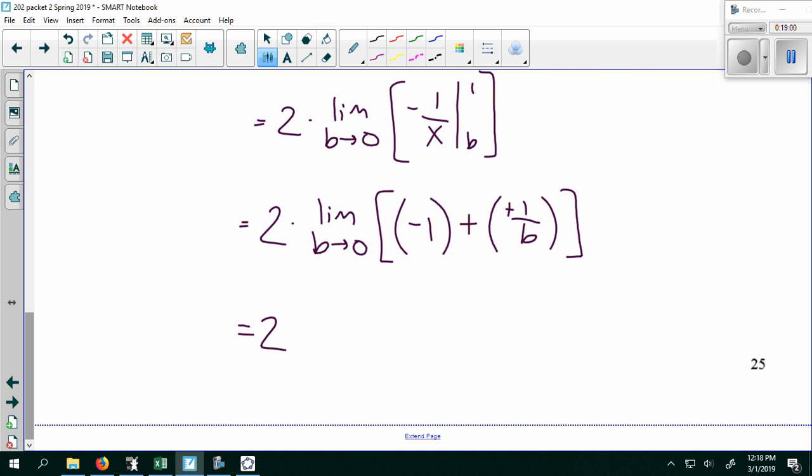So this becomes 2 times, if I take the limit as b goes to 0, 1 over a very, very small number, because b is going to 0. So this denominator is getting very small, which means this entire fraction is going to infinity. So this is 2 times -1 plus infinity, which is 2 times infinity, which is infinity. So this diverges.